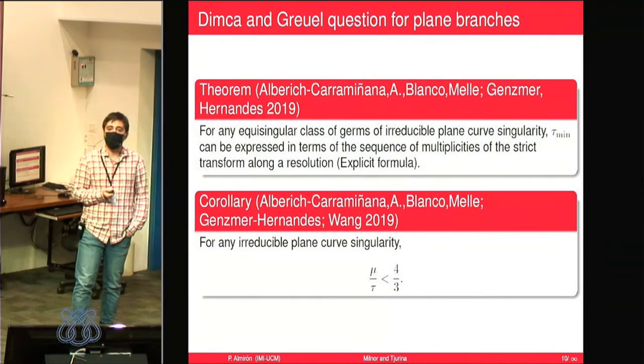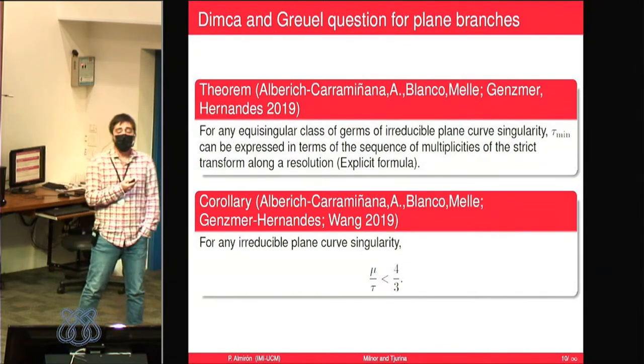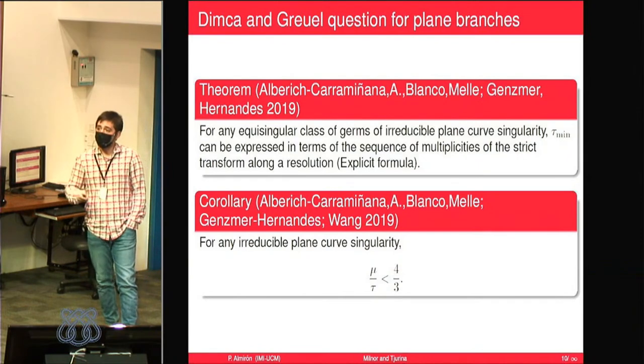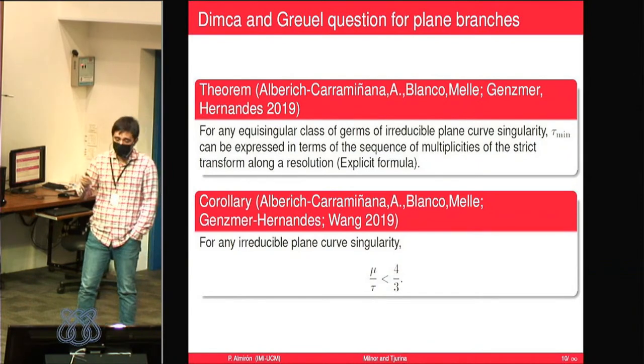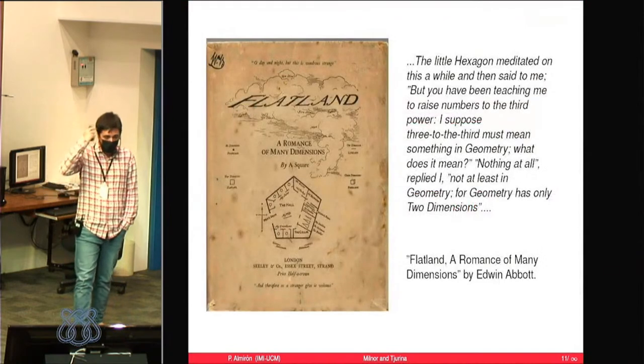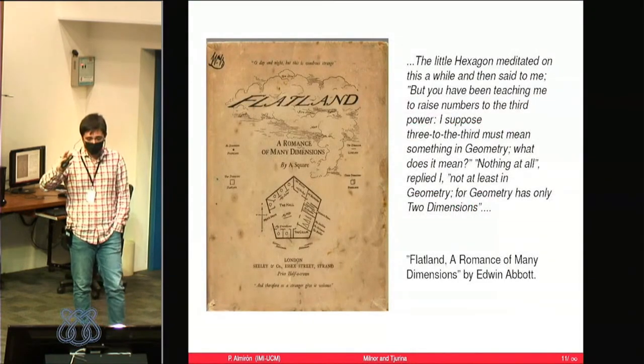And also, as I have shown you, Dimca and Greuel proposed this only with two examples. And the question is, why 4 over 3? And here I want to tell you something.